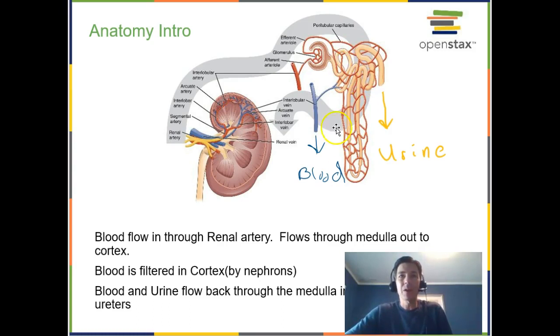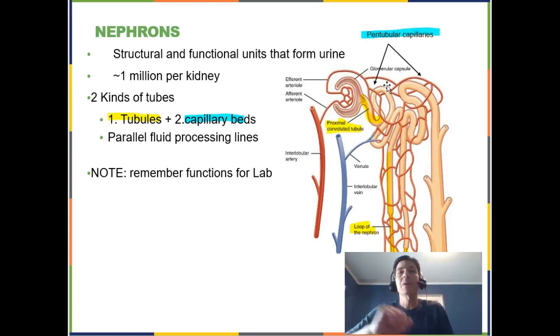Blood flows through all of these capillaries, comes out the other side, and then is drained. So this filtered blood will then drain into venules, bigger veins, and out the renal vein the same way the renal artery came in. So blood goes in this side of the nephron, urine comes out that side, and then the urine hopefully ends up in a proper receptacle. Looking closer now at the nephrons, this is the structural unit of the kidney.